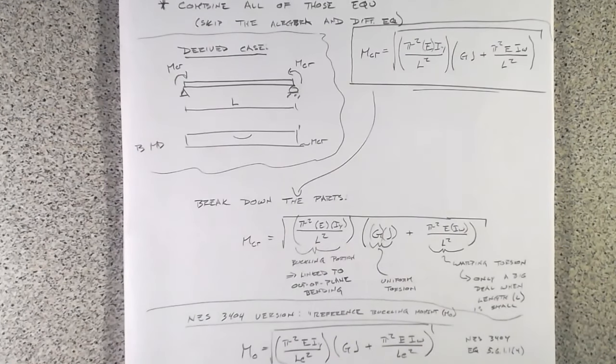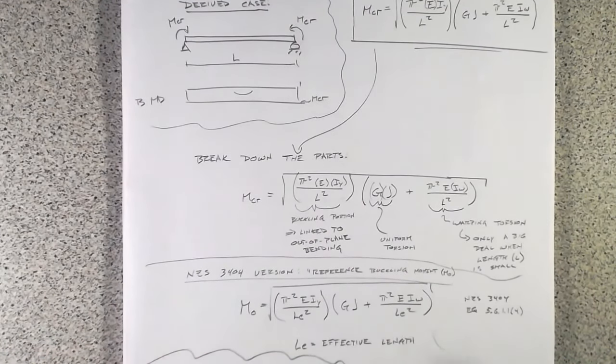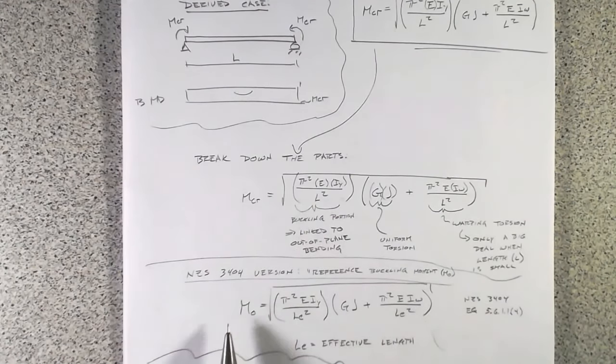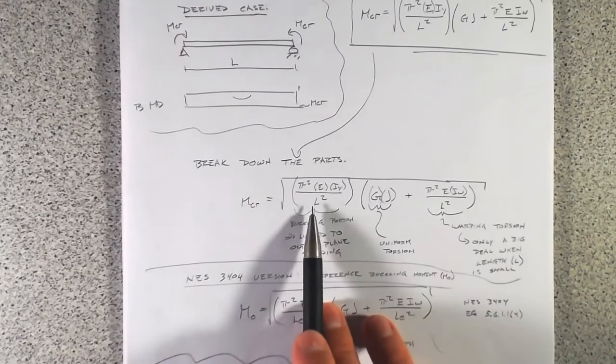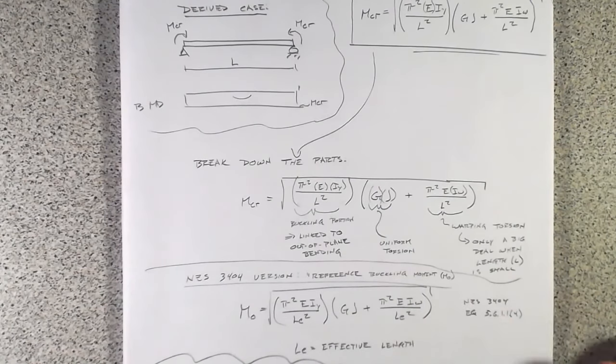But then we wanted to see how the steel standard NZS 3404 treats this. Other than calling it a reference buckling moment M_o versus a critical buckling moment M_cr, which is a trivial difference, the big difference is that we go from these L's to these L_e's. For the derived case, we took L as the entire length of the member, while L_e allows us to change this into an effective length based upon our boundary conditions for a given segment, the height at which the load is applied, and what our restraints are.